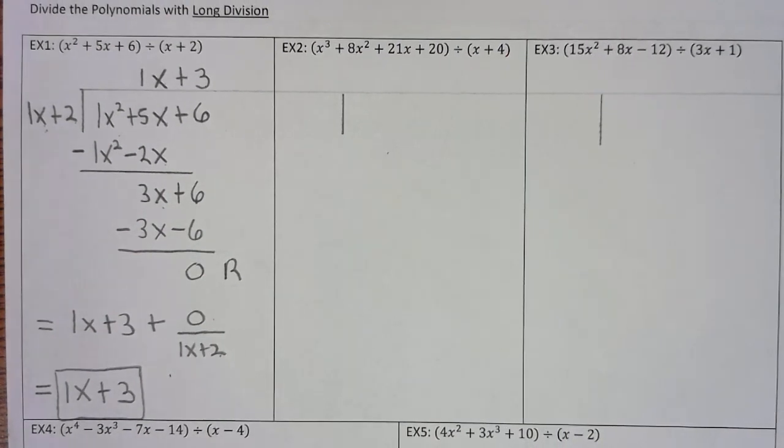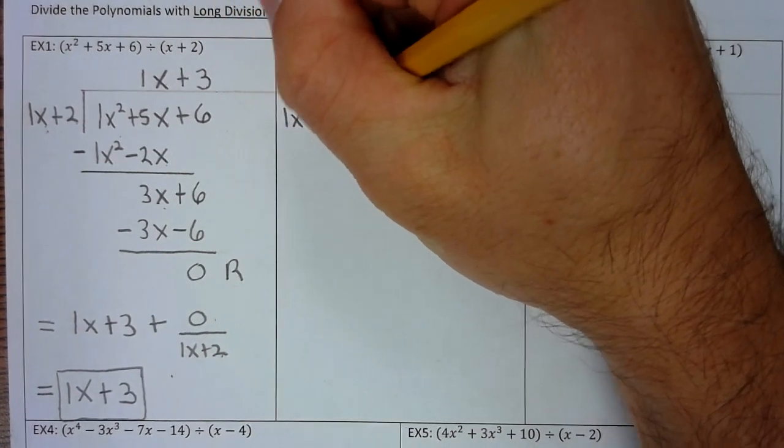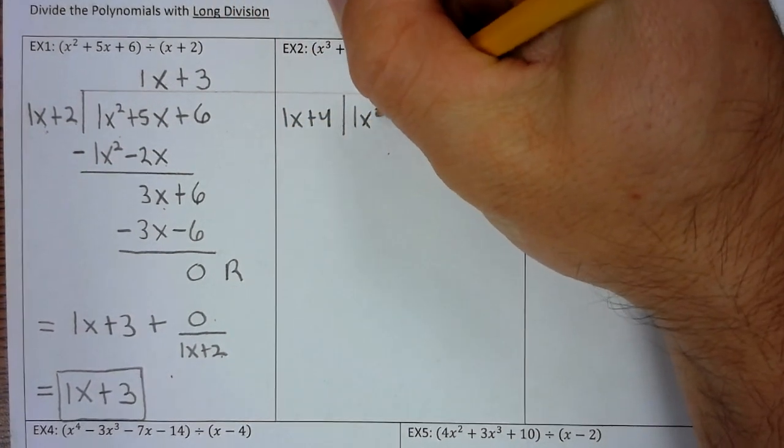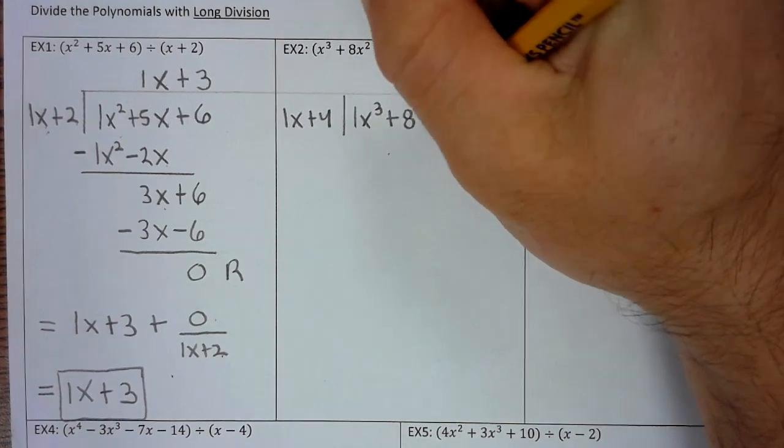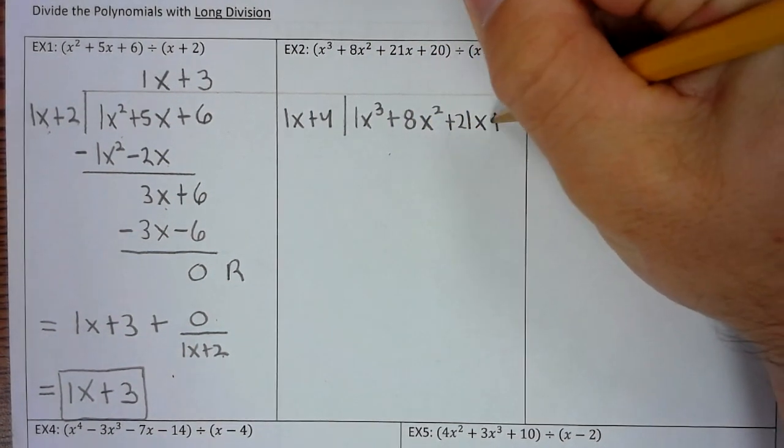All right, let's take a look at example 2. Now, as we're going through it, remember, at any time if you get really frustrated and like you're not understanding it, you could always stop, and then I can go through these in the teacher-led station. All right, so example 2. So we have 1x plus 4 dividing into 1x cubed plus 8x squared plus 21x plus 20.